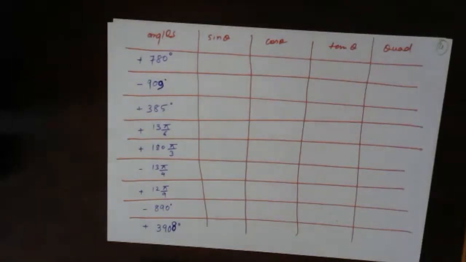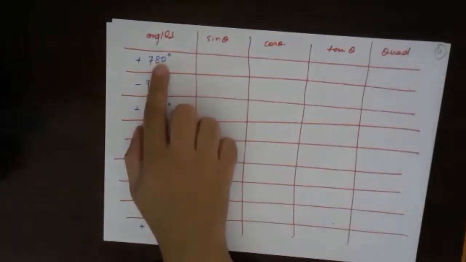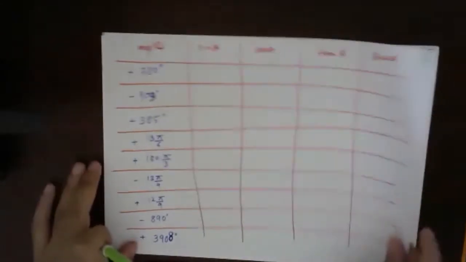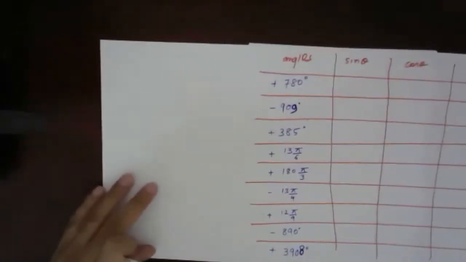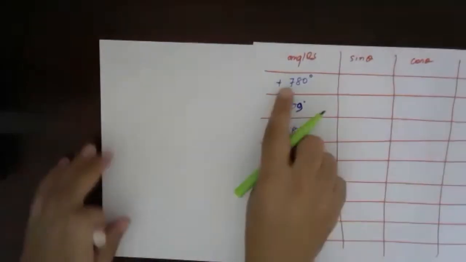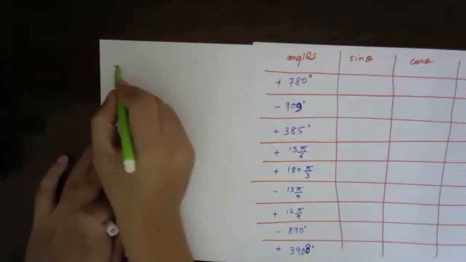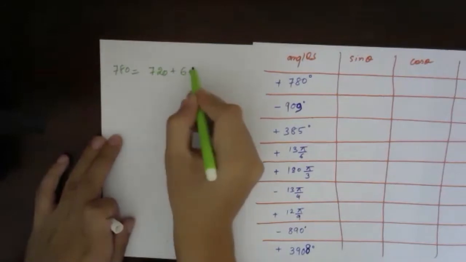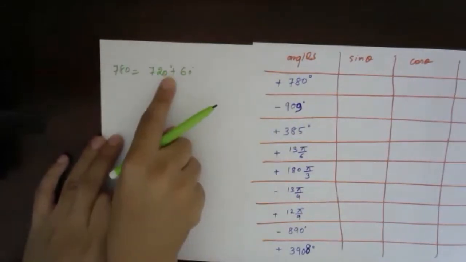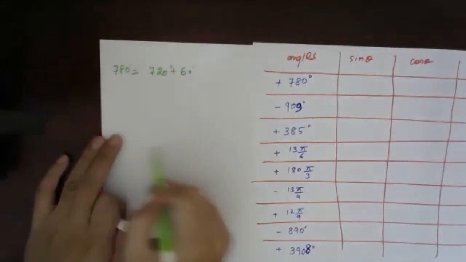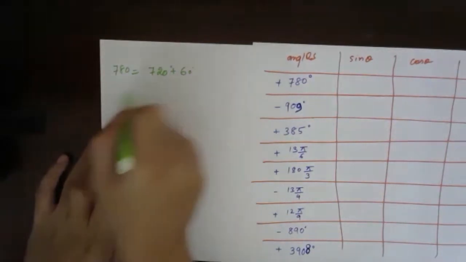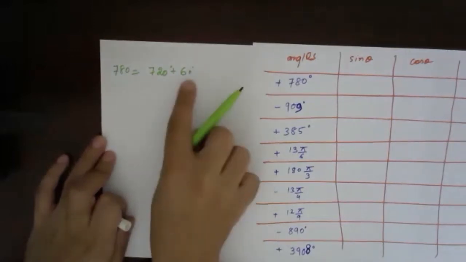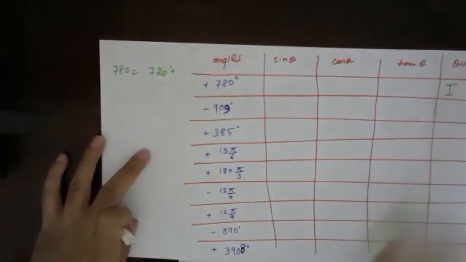Okay, so let's start finding out from the first. So this is 780. Here we have 780, which means I can write 720 plus 60 degrees. That means you have made two complete rotations, and then you are moving 60 more. So where will you end up, in which quadrant? You will end up in the first quadrant. So I'm marking this as first.